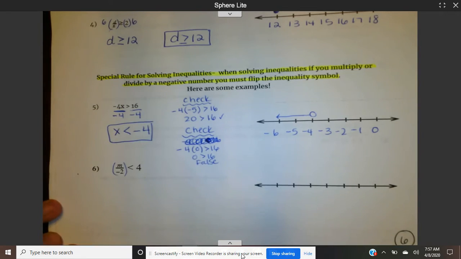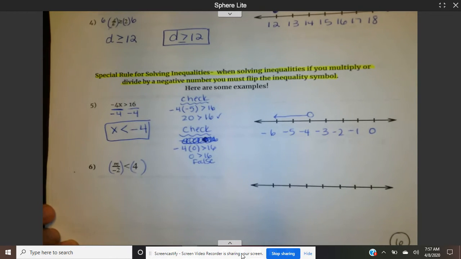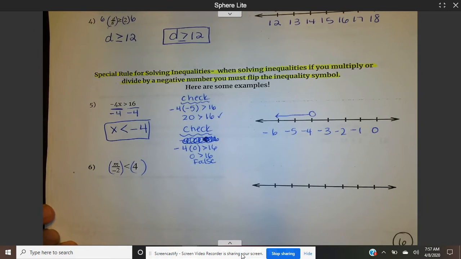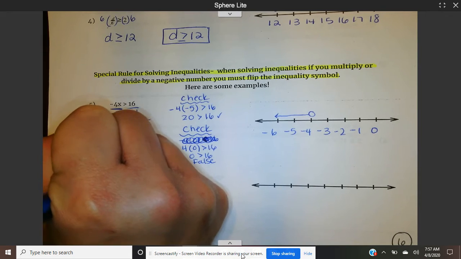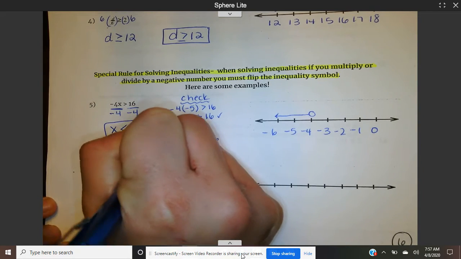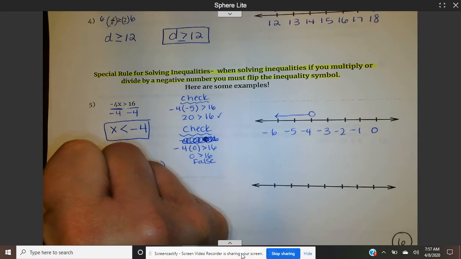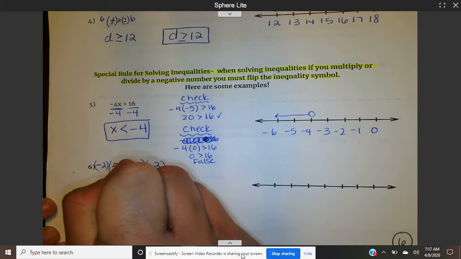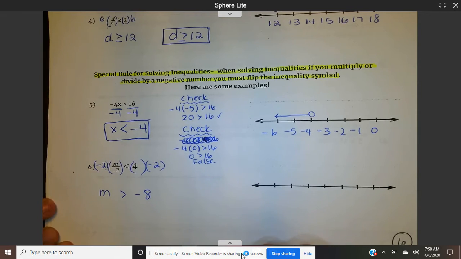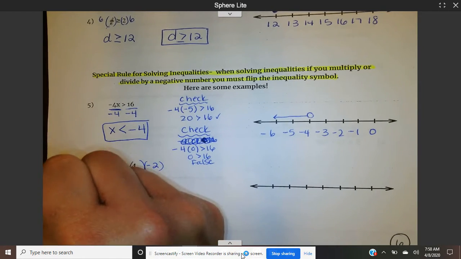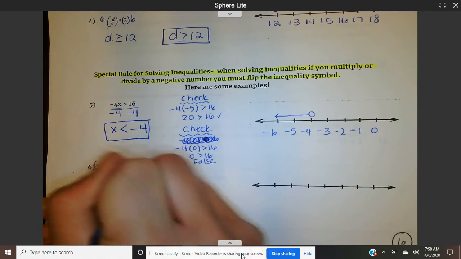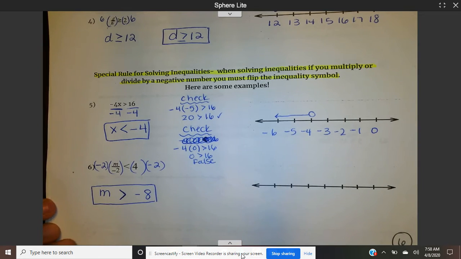For this one, again, we are going to multiply. Okay, we're gonna, I think that's better. We're gonna multiply by -2 to get rid of that. Multiply by -2. Okay, this will cancel. So m, and then 4 times -2 would be -8, and that symbol needs to flip. Okay, now notice I'm just reversing my symbol. I'm not changing anything else.